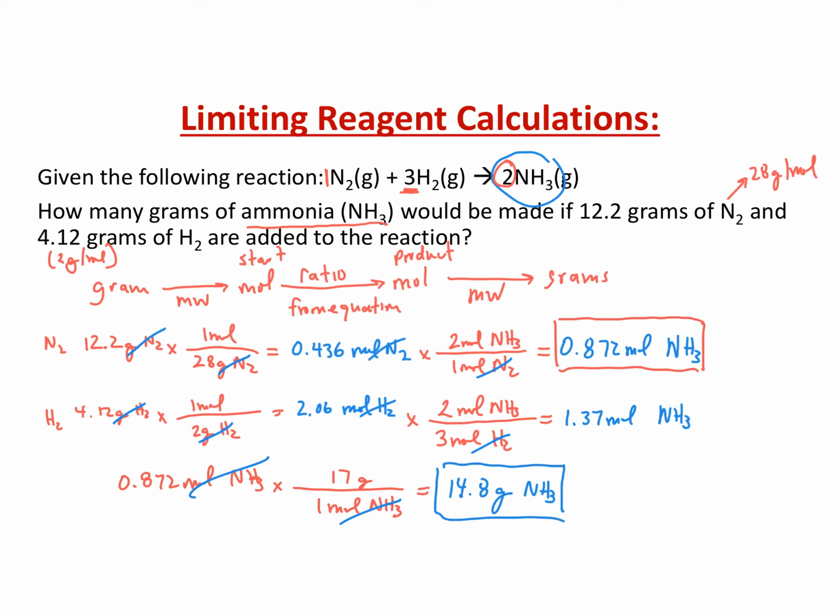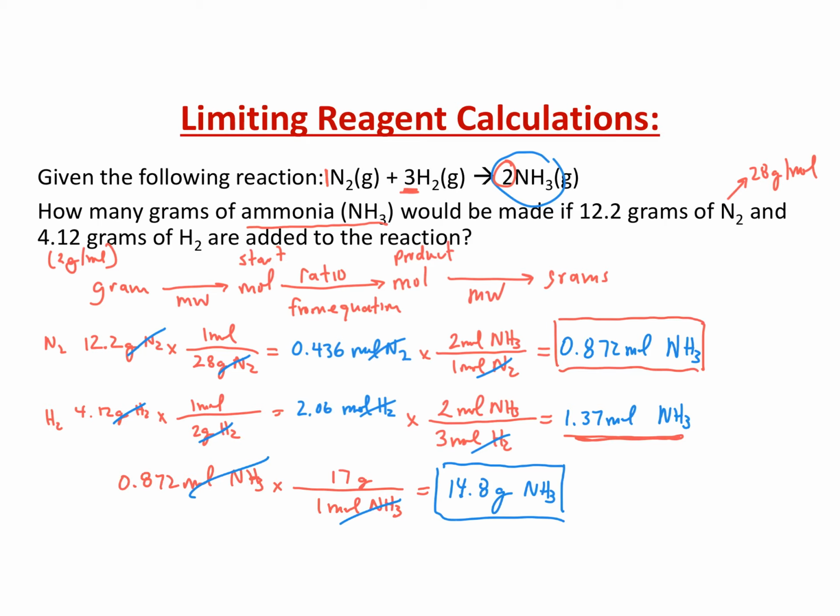If you weren't convinced, you could do the same calculation with this number here to see that it would result in a much larger mass of ammonia. So that's not possible, right? Because if I use all of the nitrogen in this reaction, I could only make 14.8 grams of ammonia, because nitrogen results in the fewest moles of ammonia. That is my limiting reagent.